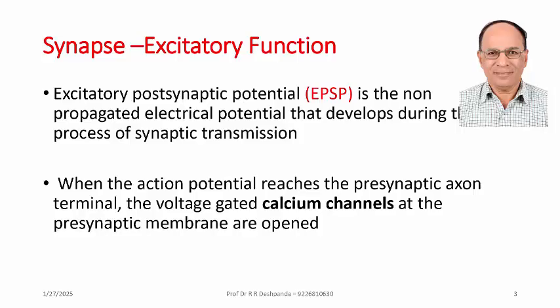Okay. On the next line, keywords. How is it developing? AP reaches. Please write down, AP reaches presynaptic axon. Action potential is like an impulse, like a current, like a wave. It is starting from the brain or from the spinal cord. It is reaching there. Okay.